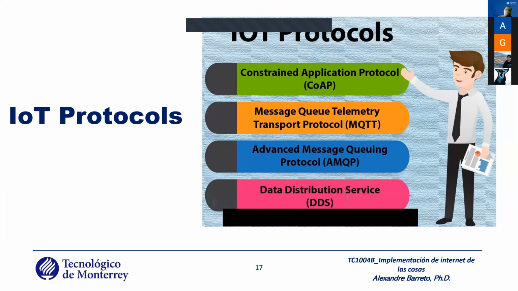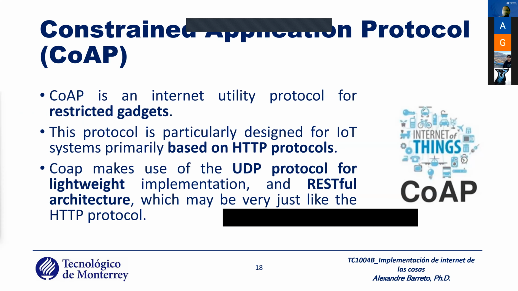So today we study 3 of these 4 protocols. We study the CoAP protocol, MQTT, and AMQP, okay? We won't study DDS. The first one is the Constrained Application Protocol. CoAP is an Internet utility protocol for restricted devices. Remember, devices in the IoT have 2 characteristics, or need to have 2 targets.